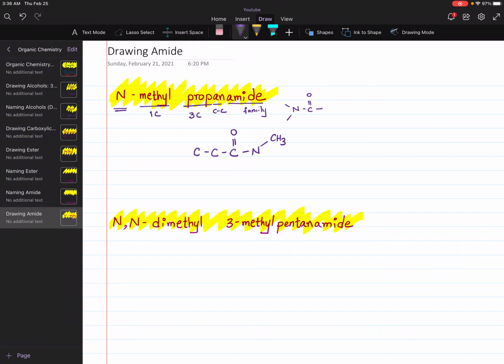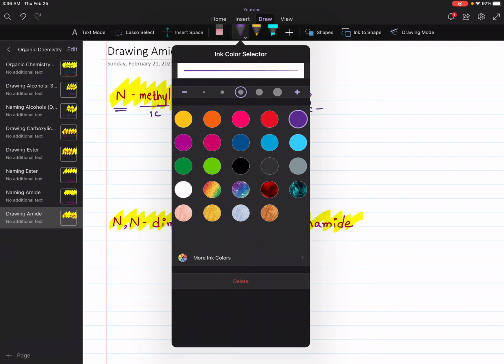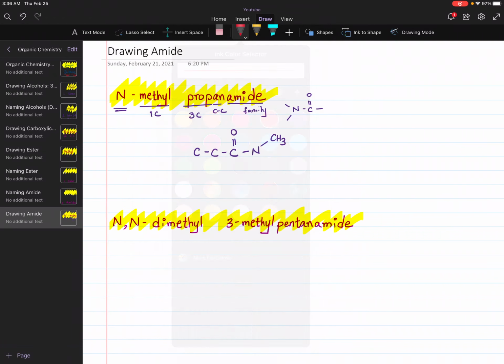And now we are going to fill the molecule with hydrogens. First, identifying which one is our first carbon. Carbon number 1 is this one, 2 is this one, and 3 is this one. The counting of the carbons will start with the carbon double bonded to the oxygen and single bonded to the nitrogen, because an amide is also a carboxylic acid derivative, so the naming system will be similar to a carboxylic acid.